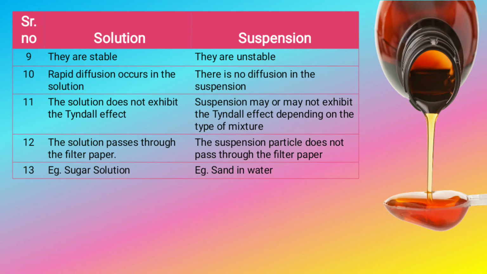A solution passes through filter paper, whereas suspension particles do not pass through filter paper, right? For example, sugar solution is an example of a solution, whereas sand in water is an example of a suspension. I hope you have understood the difference between solution and suspension.